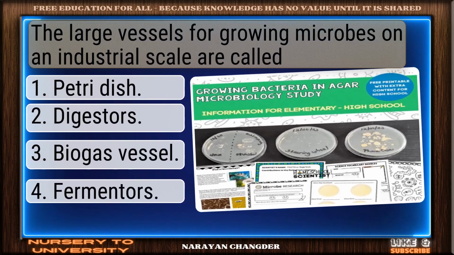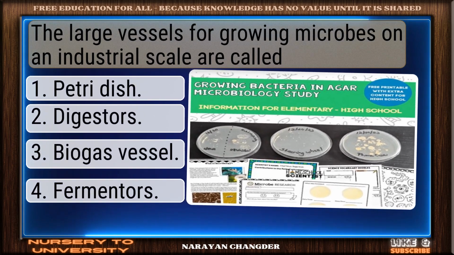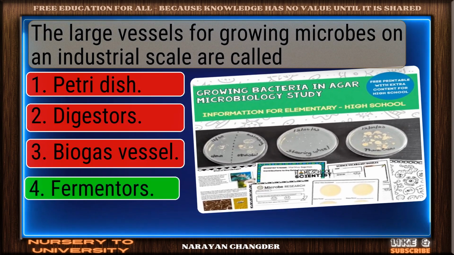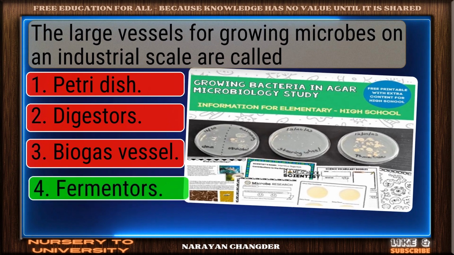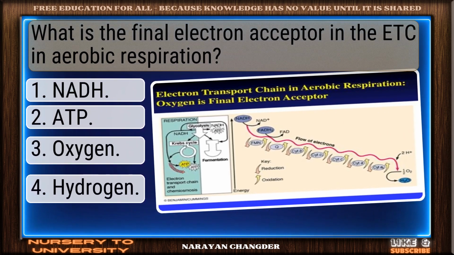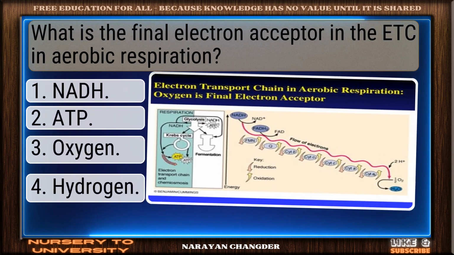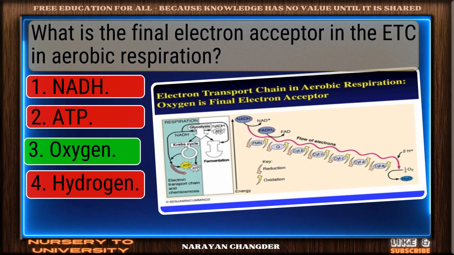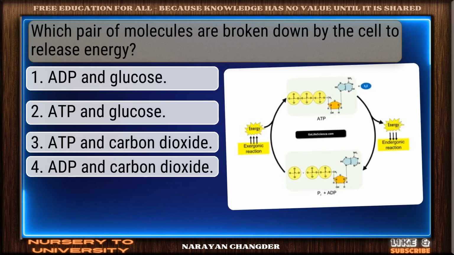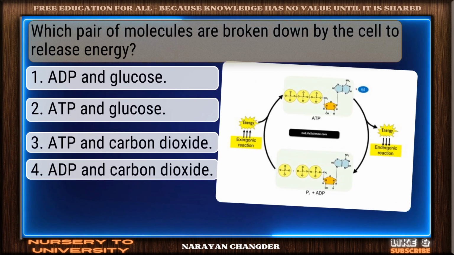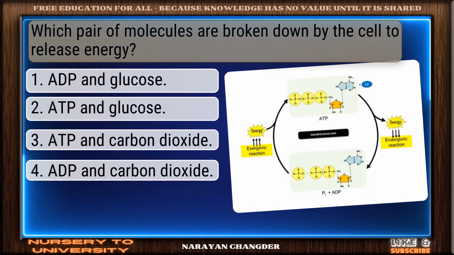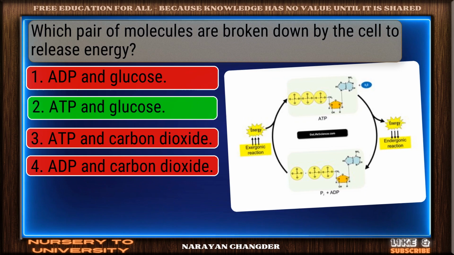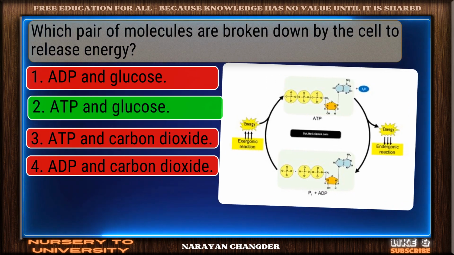The large vessels for growing microbes on an industrial scale are called. Correct response. Fermenters is the most accurate answer. What is the final electron acceptor in the ETC in aerobic respiration? Great job! Oxygen is the accurate answer. Which pair of molecules are broken down by the cell to release energy? You're right. ATP and glucose is the correct answer.